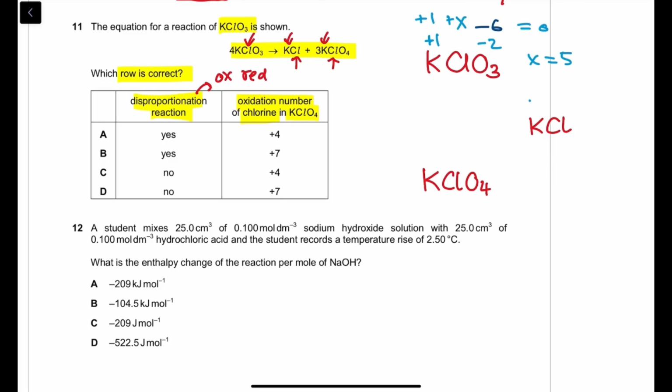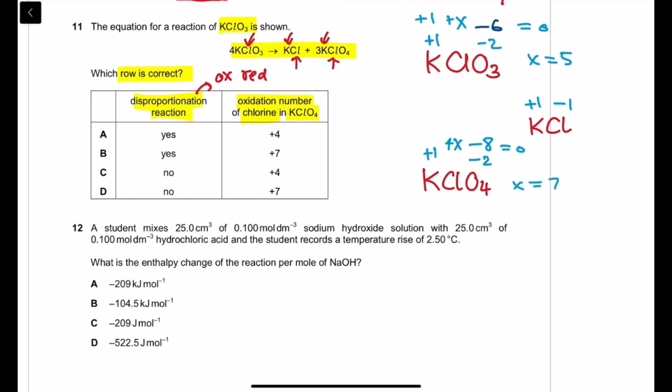Here potassium is +1, so chlorine is -1 because there's no overall charge of 0. In KClO4, potassium is +1, oxygen is -2, but there's 4 of them, so -8. So there's an overall charge of 0, so +1 plus x -8 equals 0.